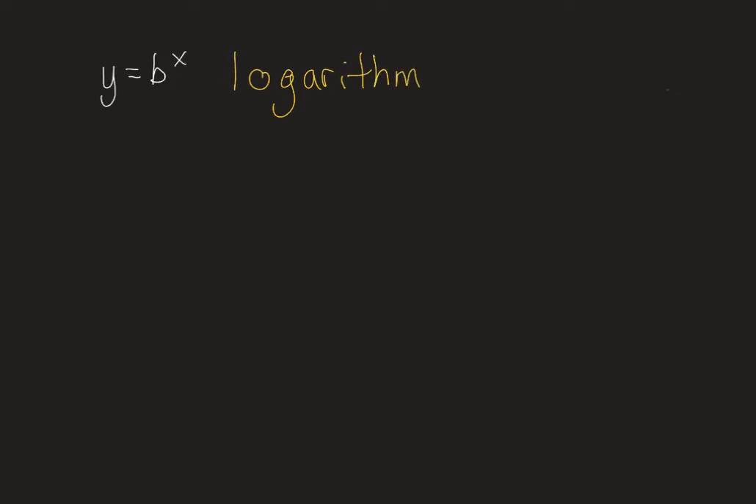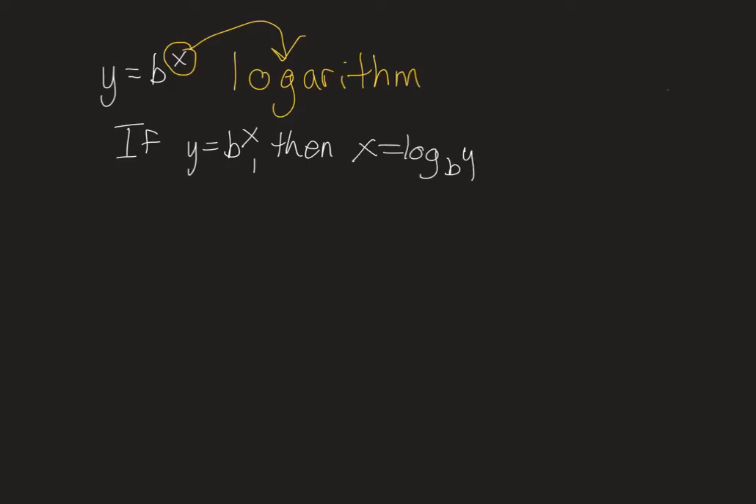In fact, the exponent x is the logarithm of the number y to the base b. So let's look at how we write that. If y equals b to the x, then the logarithm x equals log base b of y. So let's look closely at how those are related.